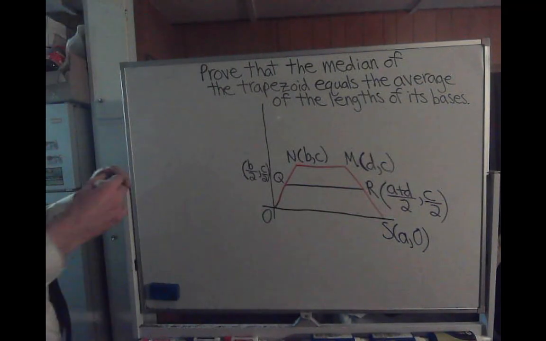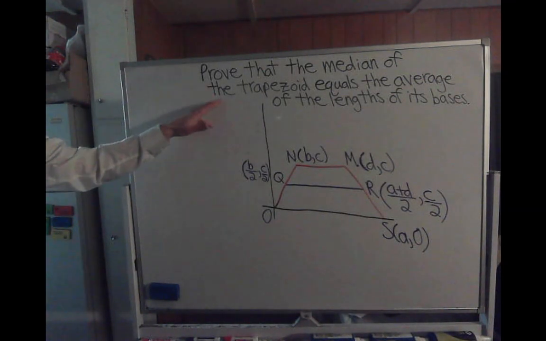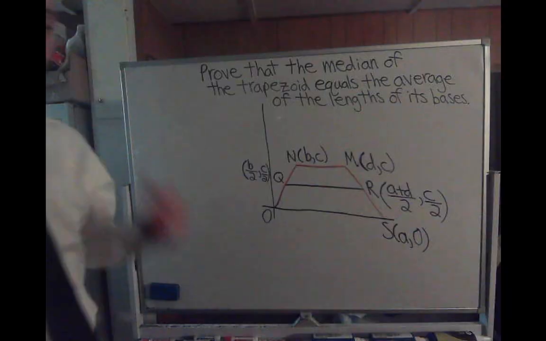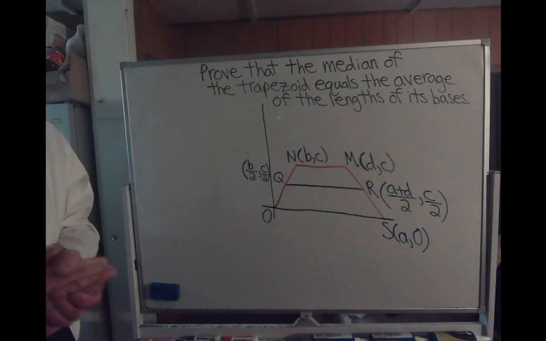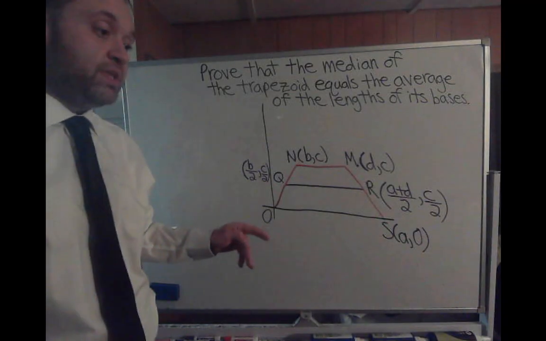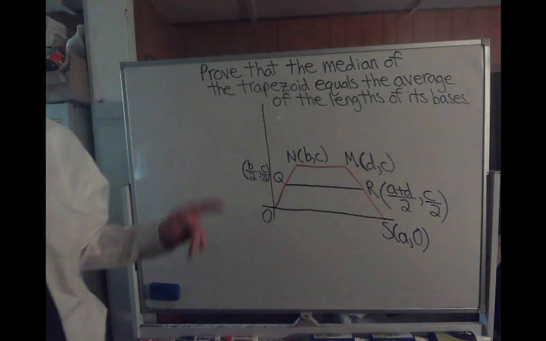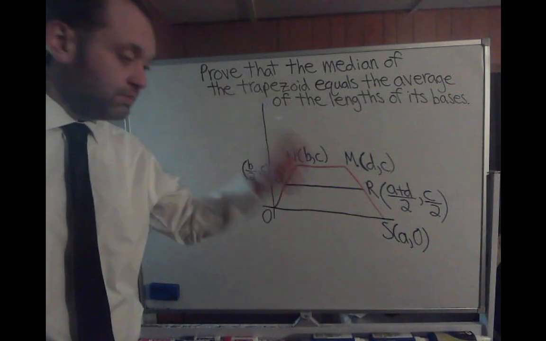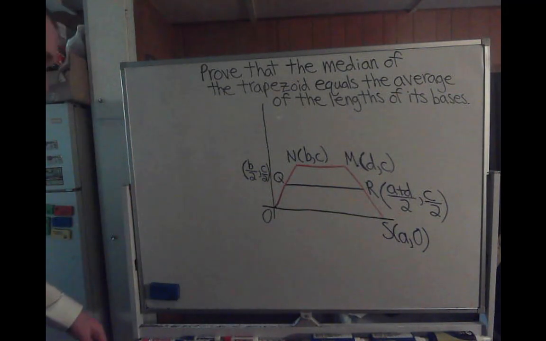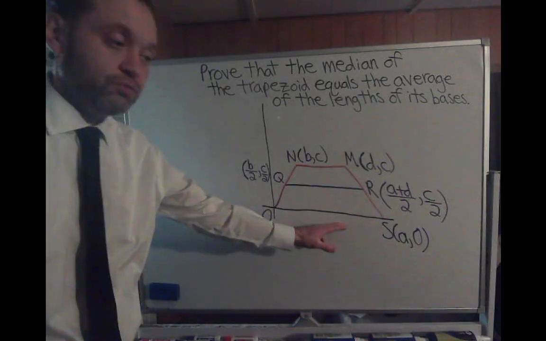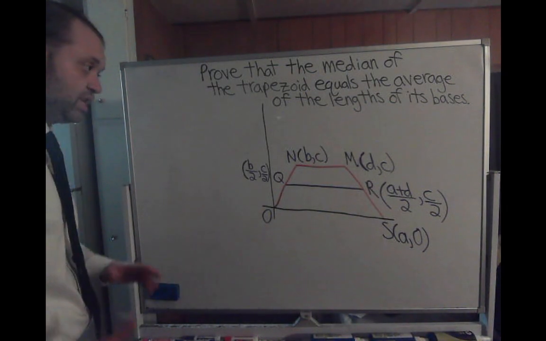Alright, so here's going to be a fun one. We want to prove that the median of the trapezoid equals the average of the lengths of its bases. If we remember earlier in the course when we talked about quadrilaterals and spent time on trapezoids, the median is equal to the average of the lengths of its bases. So it's going to be equal to half the sum of the length of the first base plus the length of the second base. So we want to show that the length of this median equals half the sum of the length of the two bases with coordinate geometry.